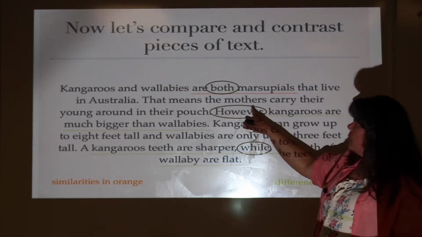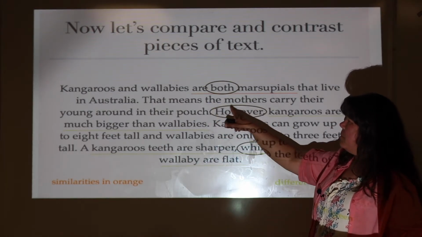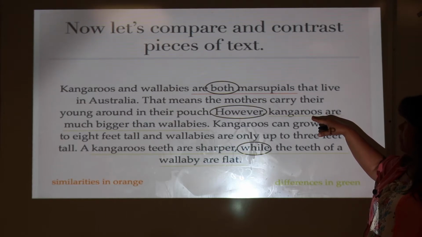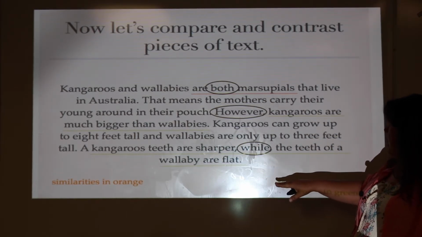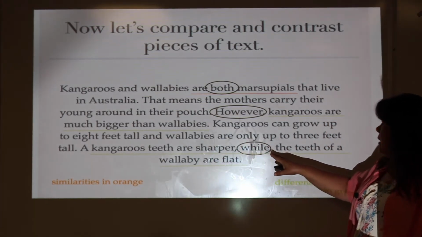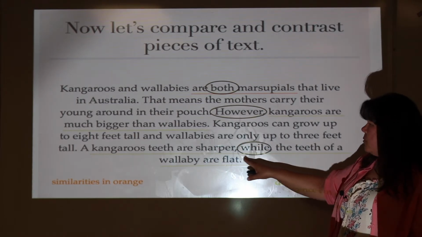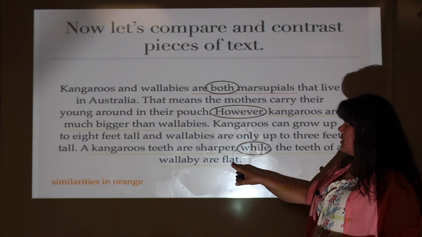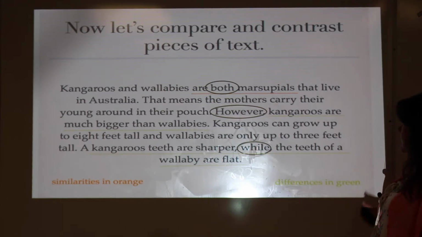And then here I've got the word however. However is telling me that we've got something that's different. It says kangaroos are much bigger than wallabies. So that's different. And then my next area here is kangaroos' teeth are sharper. And then our wallaby, we have this word that says while, their teeth are flat. So sharp teeth, these guys have flat teeth. So that's something that's different.